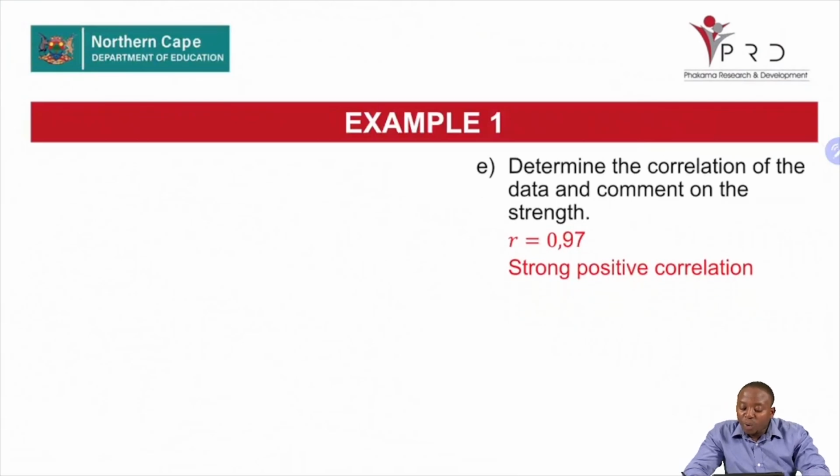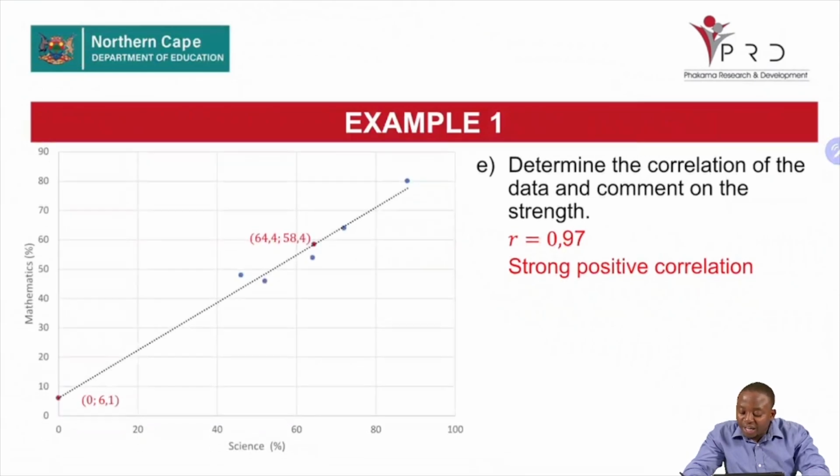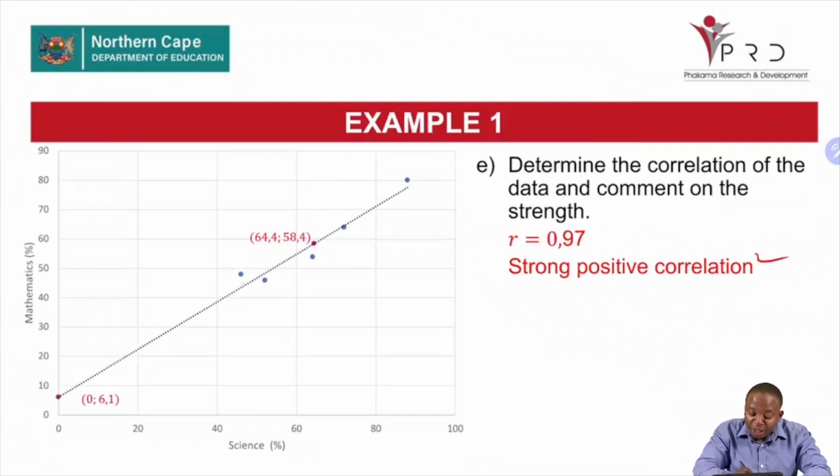Now, determine the correlation coefficient and comment on the strength. What you see there, our R is equal to 0.97. Remember, we find our R from the calculator instructions. So this gives us a strong positive correlation. This is our comment: you can see that most points are actually around the line of best fit. That's why we have a strong positive correlation. If most points were far away from this line, we would have a weak positive correlation, if they were still increasing in that case.